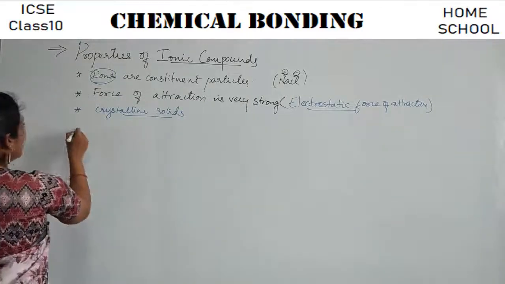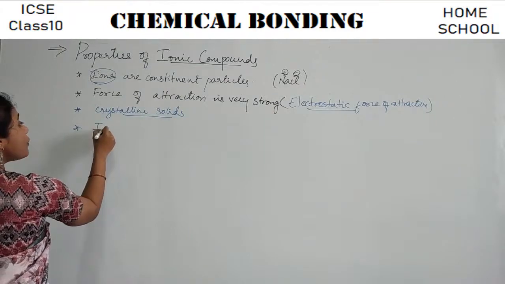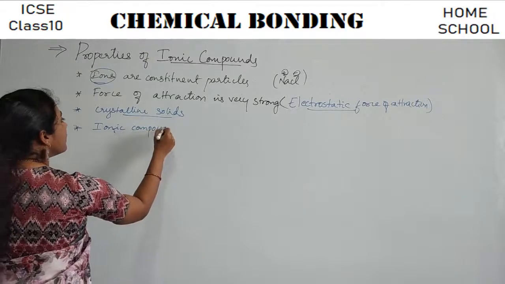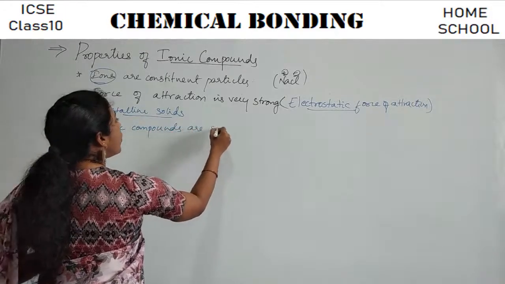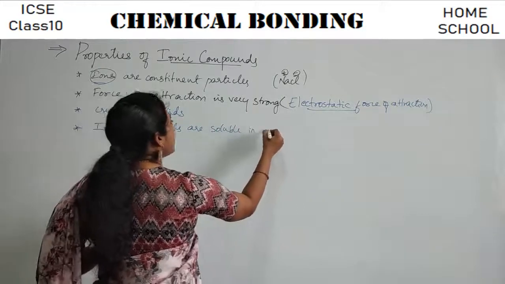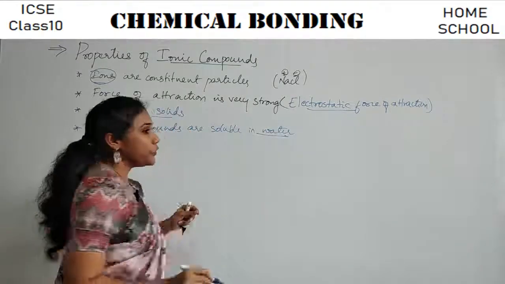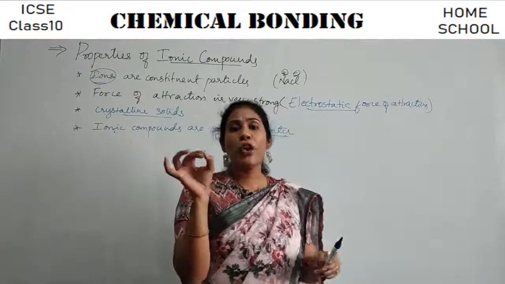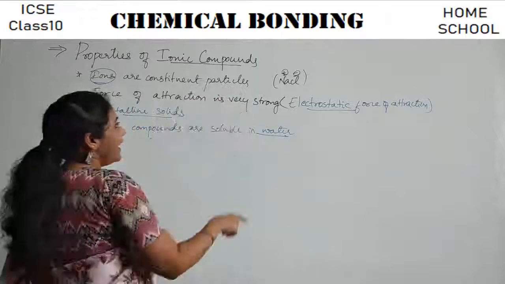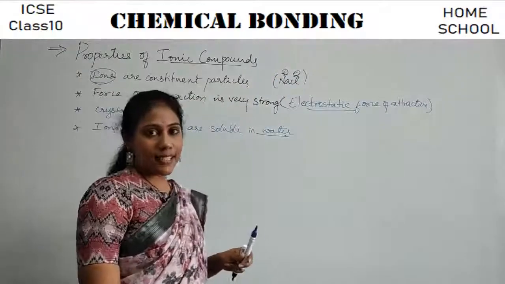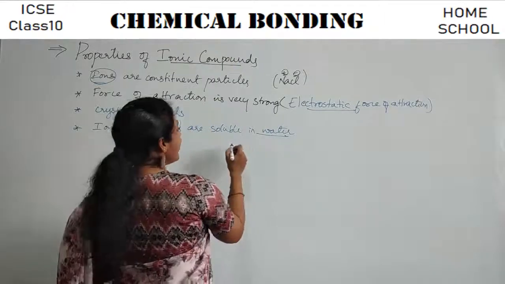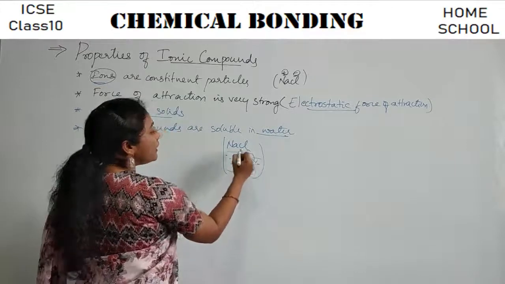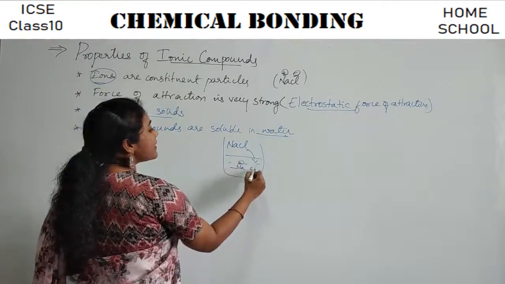Next, these ionic compounds are soluble in water, right? If you put them in water, they can dissolve very nicely, because water has an ability to break the attractions present in NaCl. So the moment NaCl goes into water, it will break up into Na plus ion and Cl minus ion.